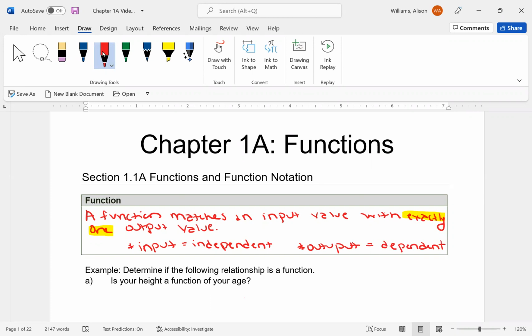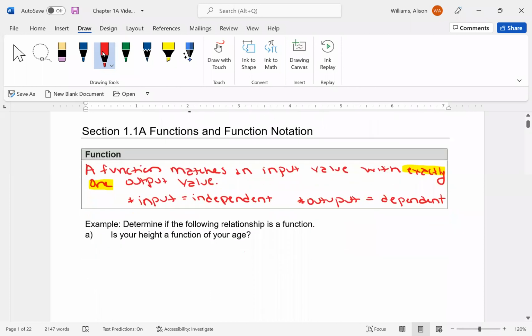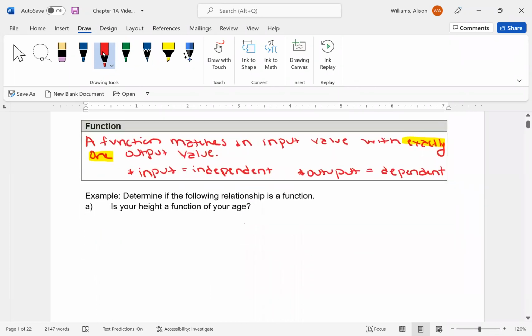Okay, let's look at an example and see if we can identify these real world examples, whether or not they'd be functions. So is your height a function of your age? In this case, we're going to assume that height is the dependent variable and age is the independent variable, because height depends upon the age, the way they've worded that. Is your height a function of age? Which really means that height is our output, age is the input. That's the big important bottom line there.